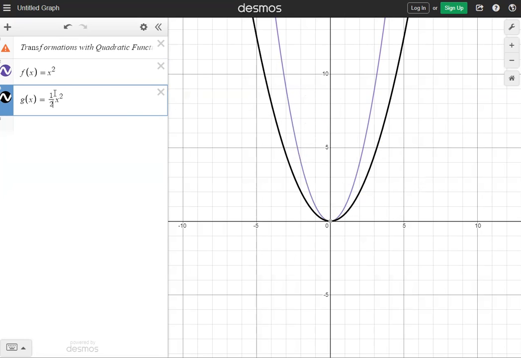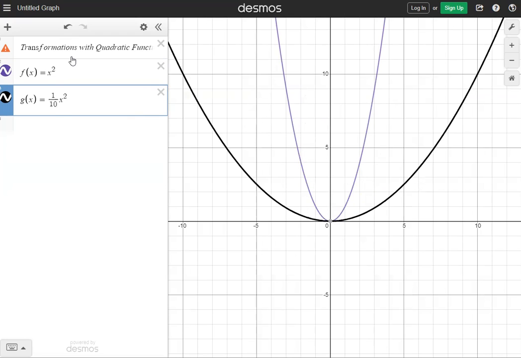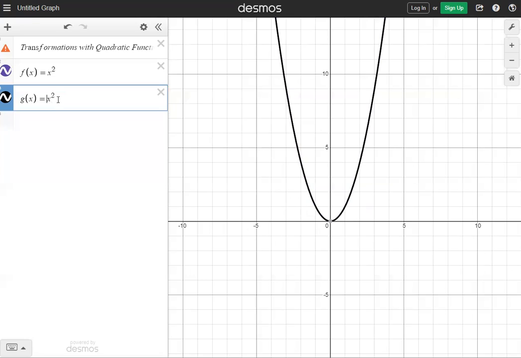And as the number gets smaller and smaller, like let's say we multiply by 1/5 instead, we get an even wider function. And if we multiply by 1/10, we get an even wider function than that. So the smaller the number is, the wider the function is. So this would be called a vertical shrink or a horizontal stretch. So that is vertical stretches and vertical shrinks.